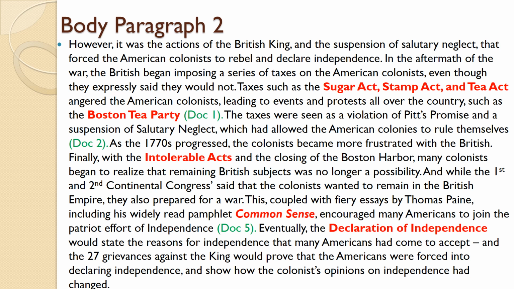Eventually, the Declaration of Independence would state the reasons for independence that many Americans had come to accept, and the 27 grievances against the king would prove that the Americans were forced into declaring independence and show how the colonists' opinions on independence had changed.